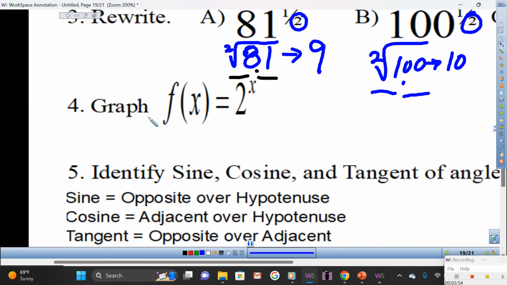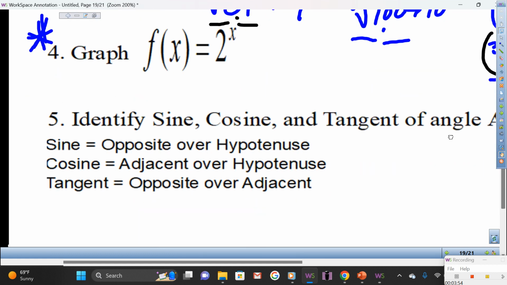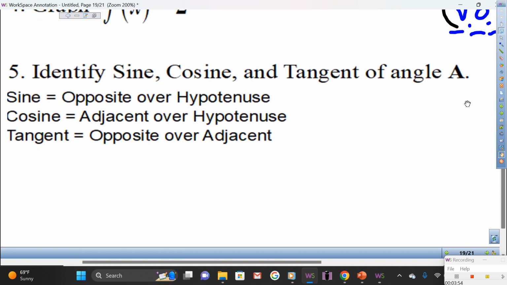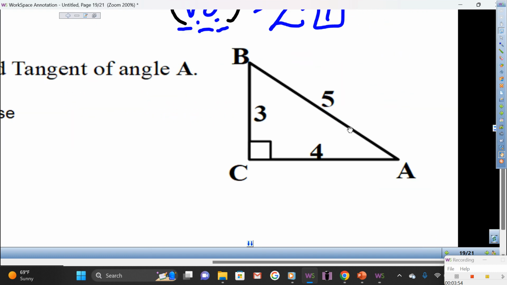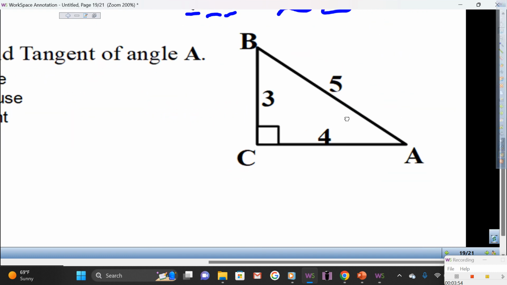Some of you already graphed it. That's fine. I'm going to come back to that just for the sake of time in a little bit once we get started with the lesson. But I do want to get to our trigonometry. Students, trigonometry students. Now, trigonometry is based, these trigonometric functions are based on a right triangle.